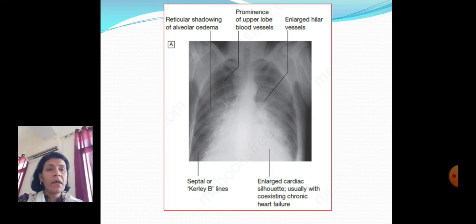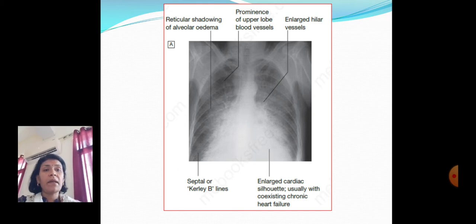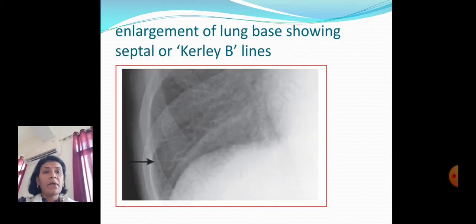So here we can see the X-ray, and we can see the pulmonary edema. The upper lobe vessels are prominent, the hilar vessels are enlarged, the cardiac silhouette is enlarged, especially in settings of chronic heart failure. Then there can be septal or Kerley B lines. This is the enlarged view, showing the Kerley B lines, septal Kerley B lines.